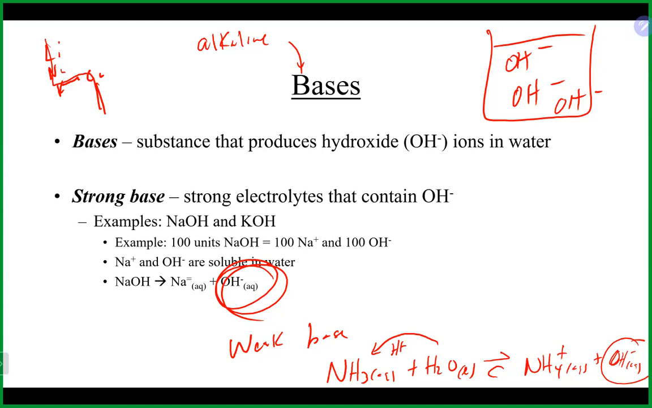That's different than a strong base, where pretty much all it has to do is go into the solution and you get a ton of OH minus. NH3 has to go find some water and do a little reaction to produce some hydroxide. So it's not going to produce anywhere near the amount of hydroxide that sodium hydroxide does when it goes into solution.